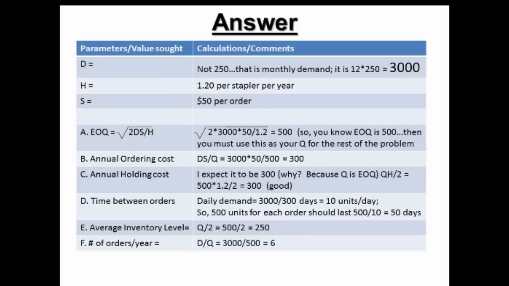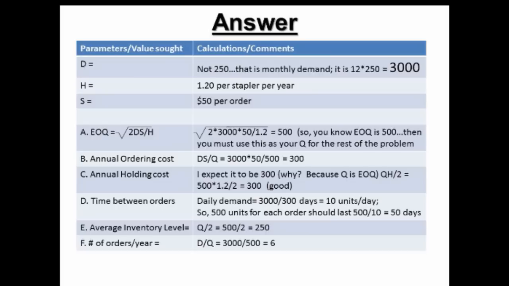So let's go ahead and confirm. The equation is QH over 2. Plug in the values, 500 times 1.2 divided by 2. That is 300, and therefore you will see that both the values match up and you're in good shape.